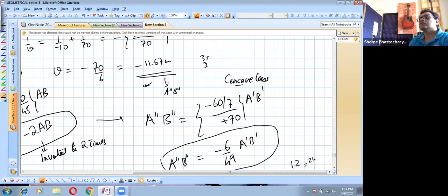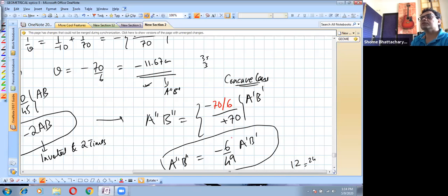lens, the object is A prime, B prime, and the image is A double prime, B double prime, and the object distance was plus 70, the image distance is minus 60 by 70. So you can see that this is becoming minus 6 by 49. Oh, sorry, my mistake. Ganesh has pointed out there's an error over here. This should be 70 by 6 and not 60 by 7, 11.67. So I just substituted the wrong value. I'm just putting it here with a red sign. So this should be corrected to 70 by 6.